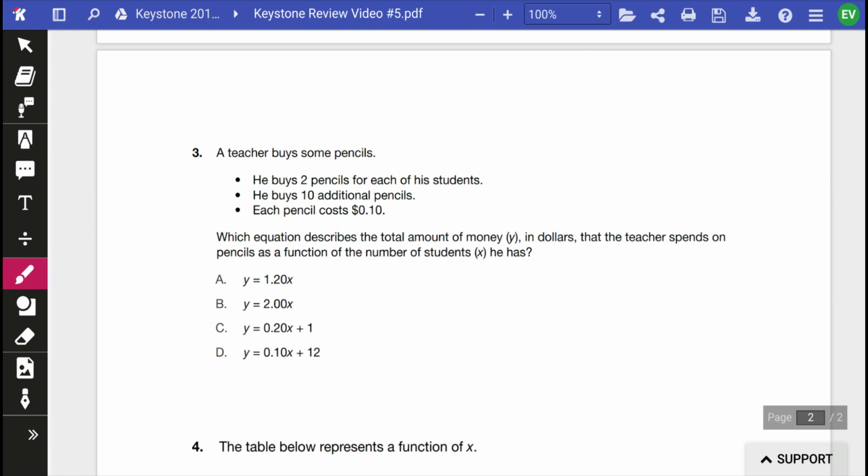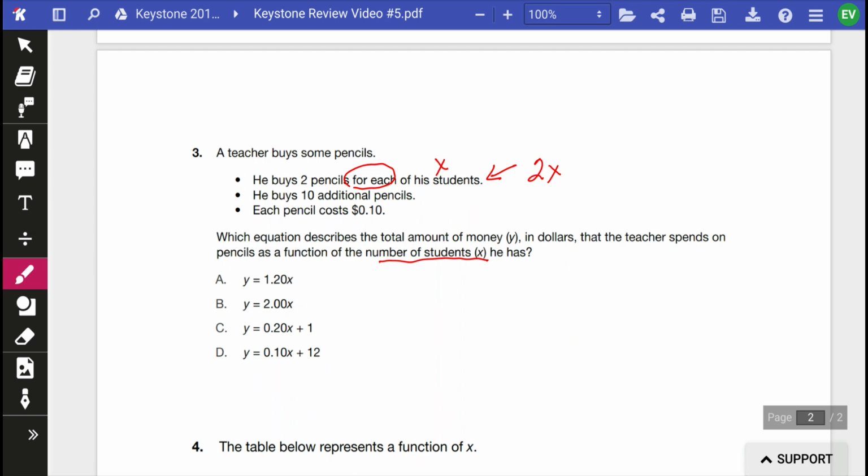Okay, so number of students is X. So he buys 2 pencils per student. Okay, so "4 each," remember, means we're going to multiply. So that gives me a 2X. So one of these equations has to have something about 2X.